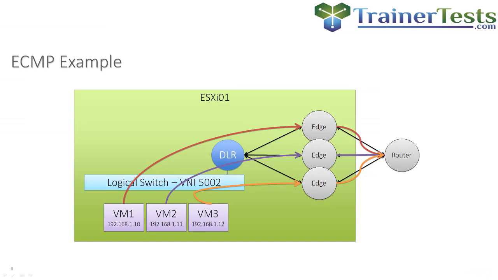So as of NSX 6.1, equal cost multipathing is now supported, and traffic can traverse multiple edge gateways in a balanced manner. This method offers higher bandwidth, supporting up to 10 gigabits per second per edge, and a maximum of 8 NSX edge gateways can be deployed in this model.